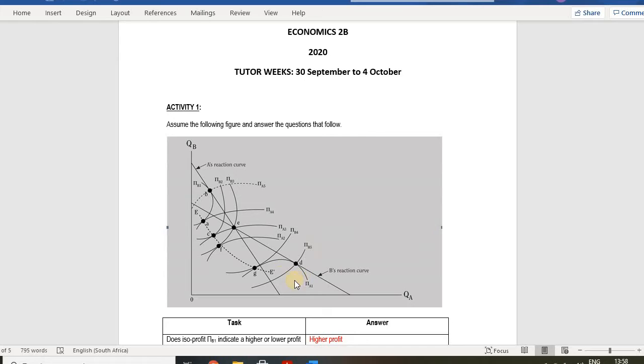Okay, and then this is a contraction line. The contraction line is determined by joining the tangency between the isoprofits of the firms. Okay, so where they meet, there's surely a tangency, and at this point here, so you join these points. These points therefore form a contract line. Okay, now let's go to the questions.